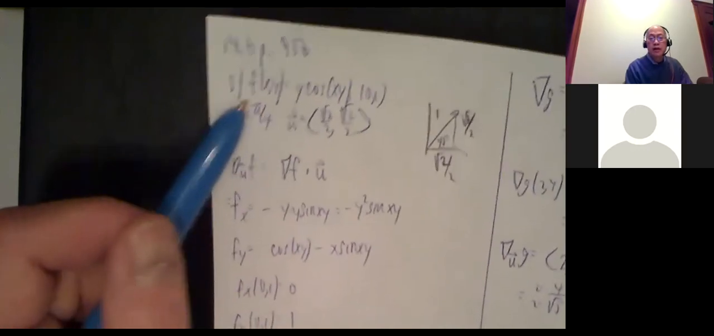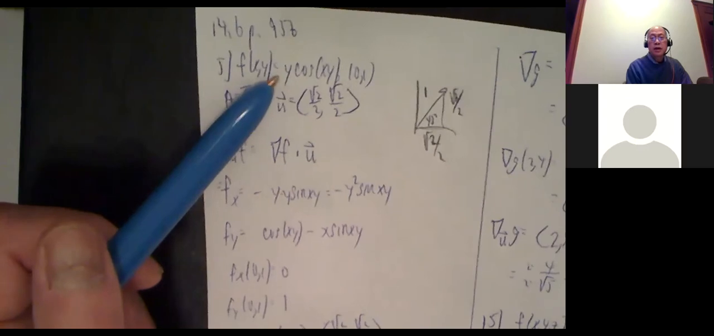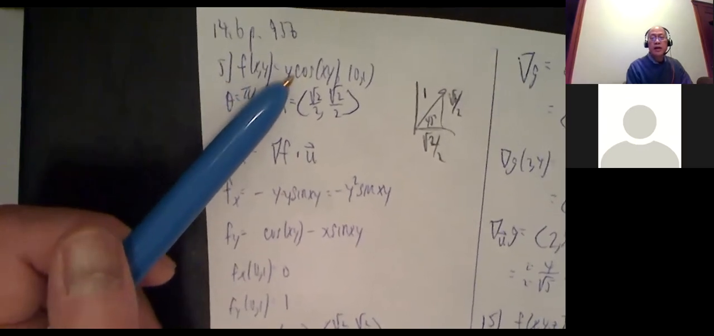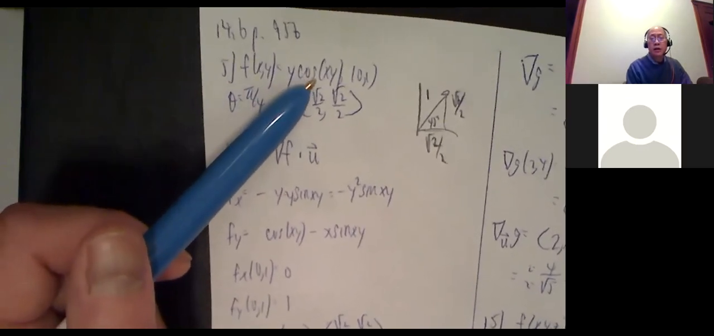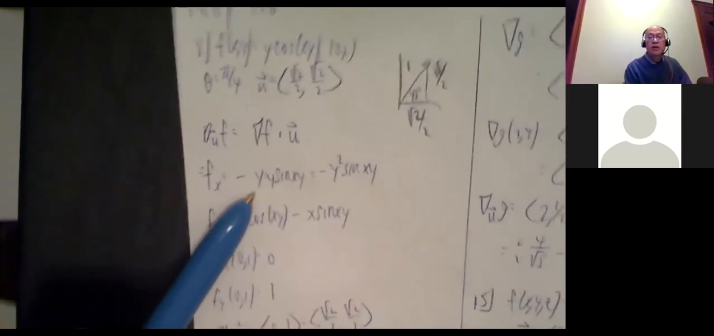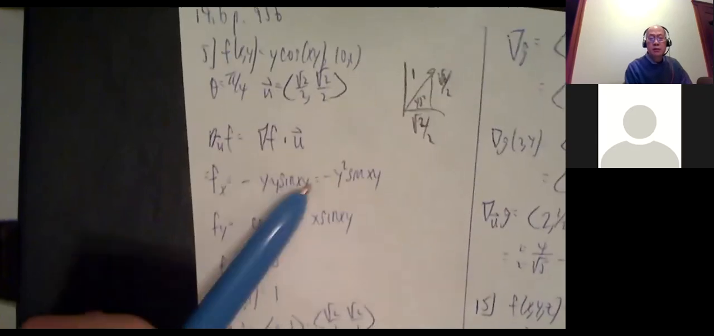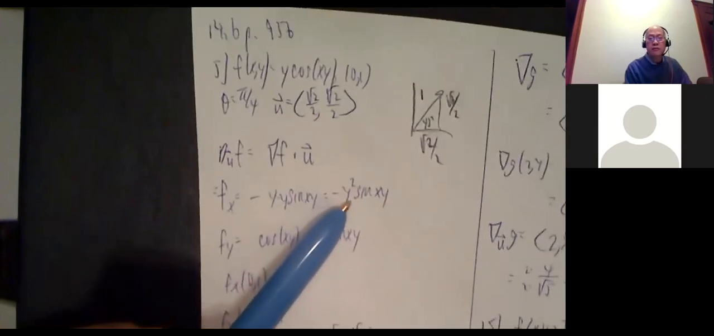So partial with respect to x. That'll be negative y sine xy times the derivative of xy with respect to x, that was y. So this is negative y times y sine of xy. Comes out to be negative y squared sine of xy.